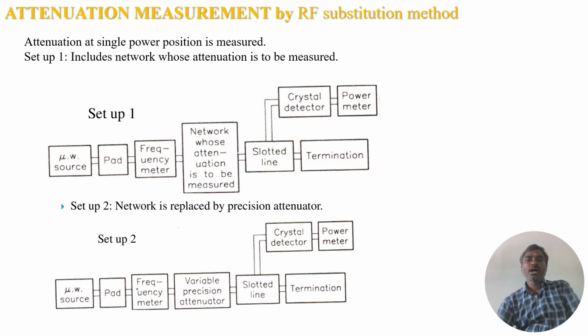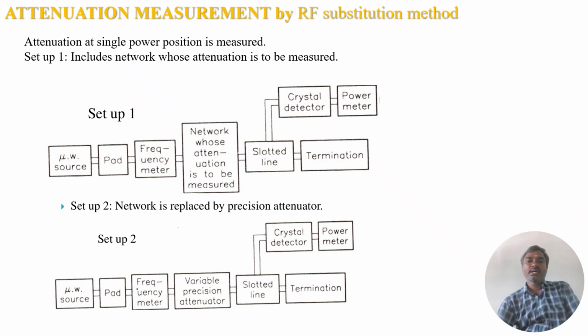Now we will see how the attenuation is measured using the RF substitution method. In this method also, a microwave bench setup is used. There are two different configurations used. In setup 1, the device whose attenuation is to be measured is connected between the frequency meter and slotted line section. Now the reading shown by the power meter is noted down. Let us take it as P1.